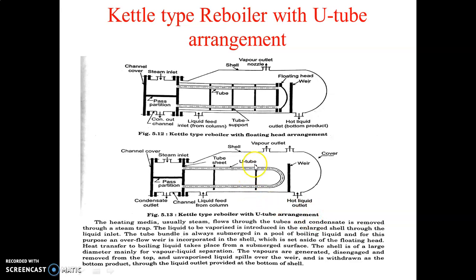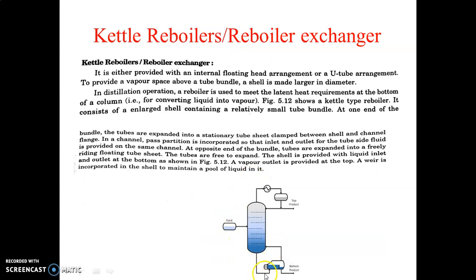Okay, so this is the working of the floating head, U-tube heat exchanger, kettle type reboiler with two arrangements, one for floating head and one for U-tube arrangement. And what is the use of this kettle type reboiler, or we can say the reboiler? It is used in a distillation column at the bottom.